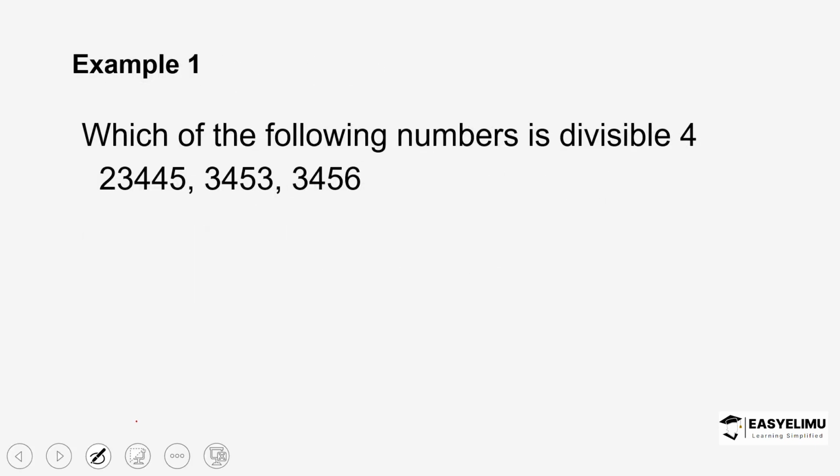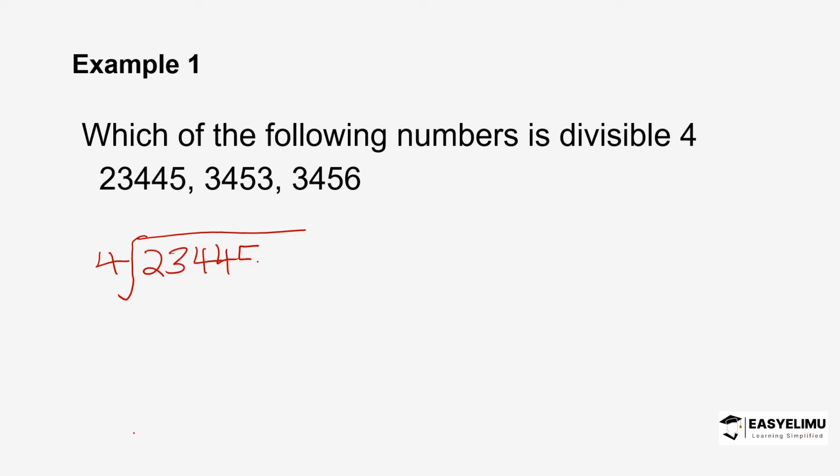So there is an example here to help us with the understanding of the concept. The question is, which of the following numbers is divisible by 4? Maybe you can try and check whether this number is divisible by 4 using long division. So we have the division sign, and then we have 4 outside, and then we have 2, 3, 4, 4, 5. Remember, using long division, we can conclude the number is divisible by 4 if the remainder will be 0.